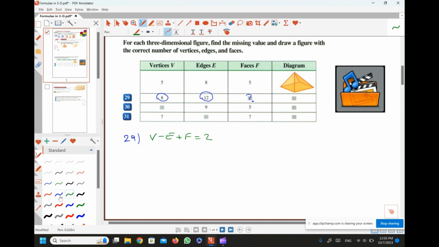So let's see if it works here. V is 8, number of edges is 12, number of faces is missing, equals 2. So 8 minus 12, negative 4. Negative 4 plus the number of faces is 2. Bring negative 4 to the other side. F is 2 plus 4, which is 6. So we totally have 6 faces. That's it.